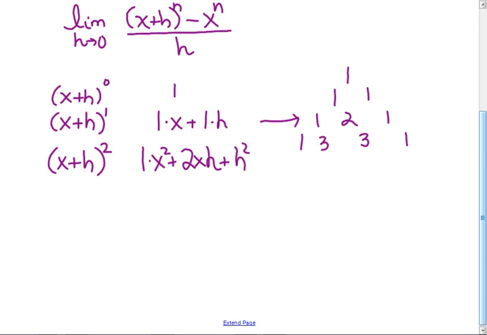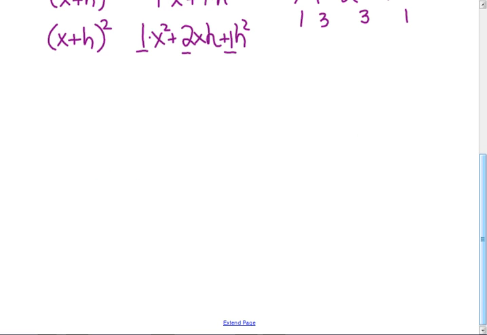Okay, that's all I did was FOIL it. But what do you do for x plus h cubed? Because the coefficients are 1, 2, 1. What are the next coefficients? 1, 3, 3, 1. We're just going to do enough to see a pattern.